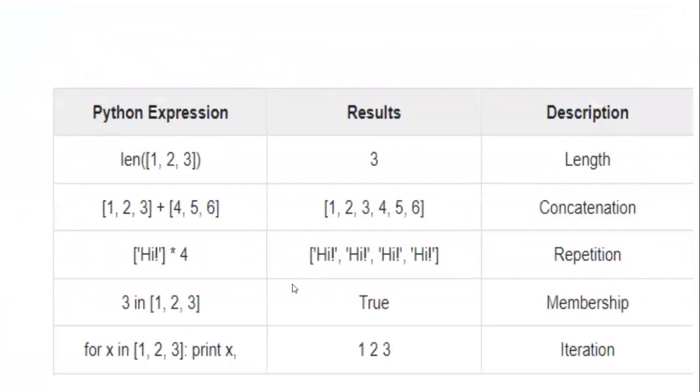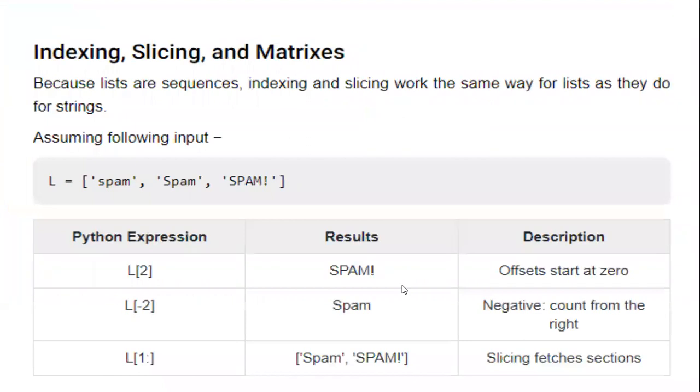Next point 3 is indexing, slicing, and matrices. I have already discussed indexing. Suppose this point is at zero position, this is one position, this is two position. So suppose we list two positions. So the span is displayed. Offset starts at 0 because this point is 0, this point is 1, and this point is 2. Negative indexes -1, -2, -3, the span is displayed.